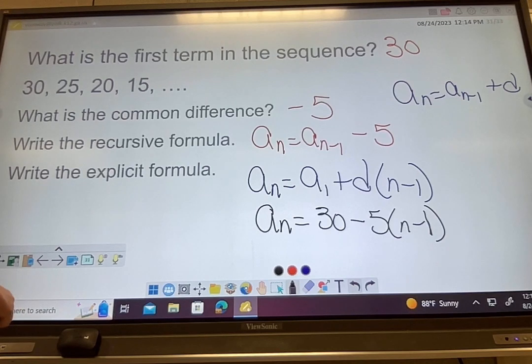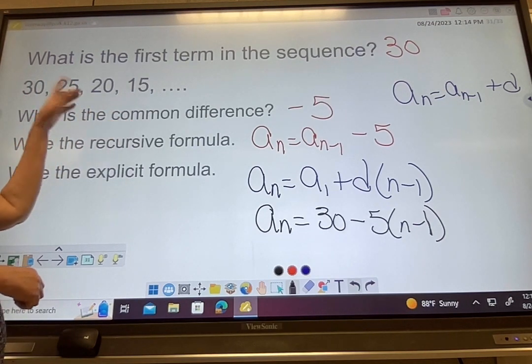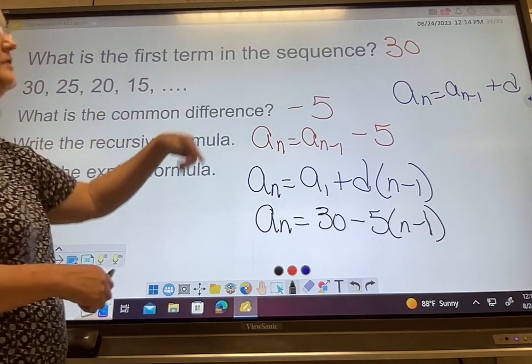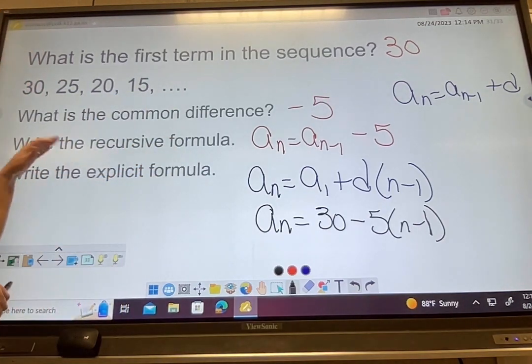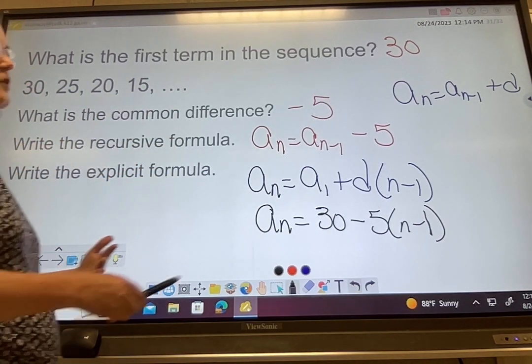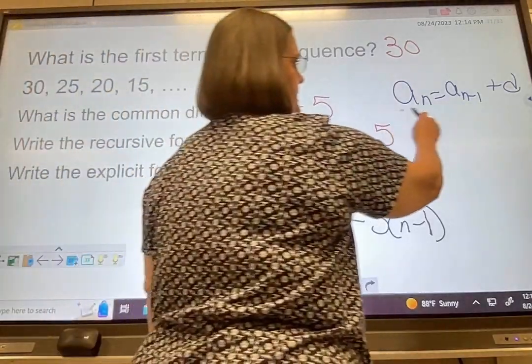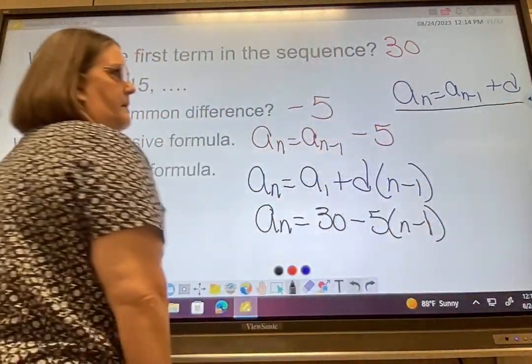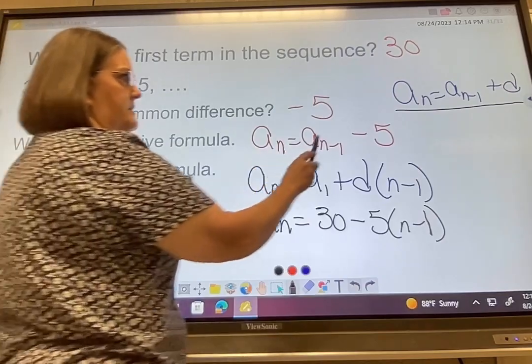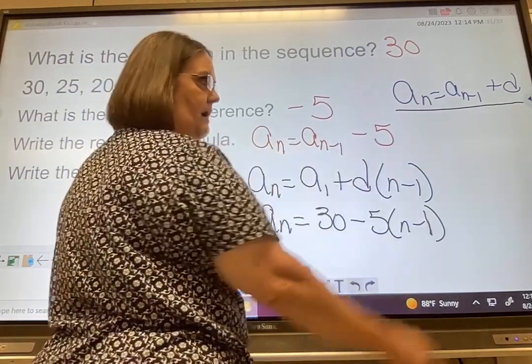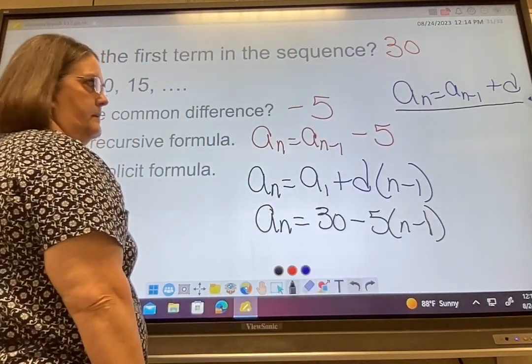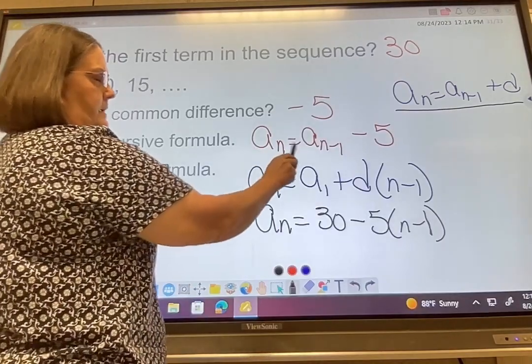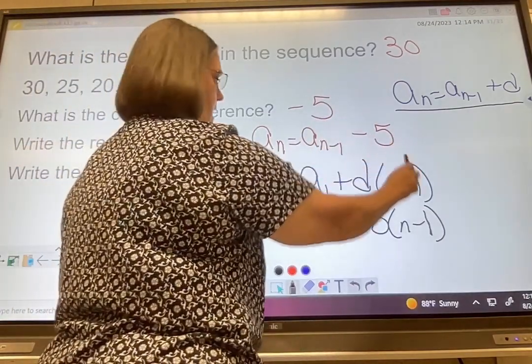Okay. Well, again, here's another one doing the same thing. What is the first term in the sequence? Well, it's 30. That's your a sub 1, remember. My common difference, this time I'm subtracting 5 each time. Then to plug it into my recursive formula, I take the formula a sub n equals a sub n minus 1 plus d, and instead of putting plus negative 5, which we don't do anymore since we're out of middle school, we write a sub n equals a sub n minus 1 minus 5.